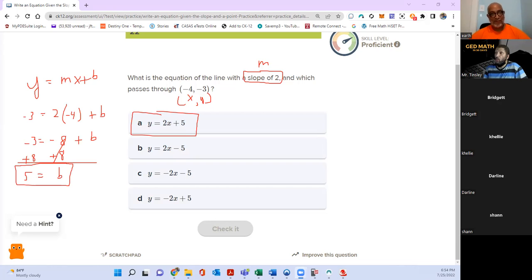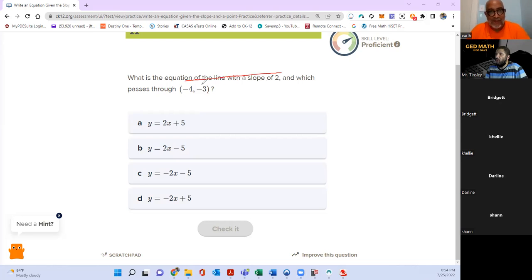Okay. Now, the quick way. 2 times -4 is -8. I'm going to change the sign. +8 minus 3. 8 minus 3 is 5. Y-intercept is 5.